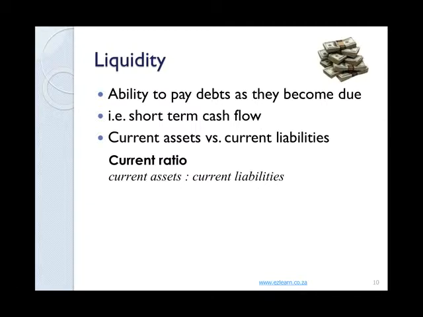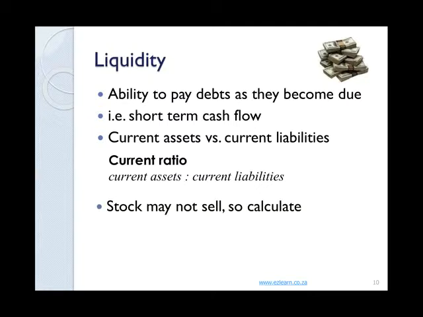Remember that when you are calculating a ratio, you always want to end up with an answer of something to 1. To do this is quite simple. You simply take the first figure, in this case current assets, and divide it by the second, in this case current liabilities, to give you an answer of something to 1.